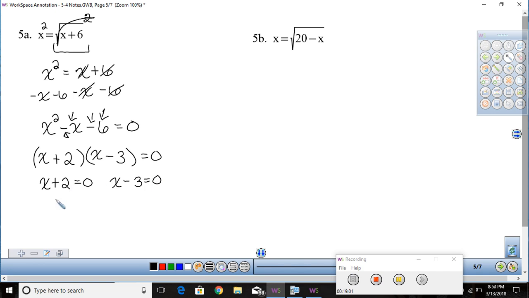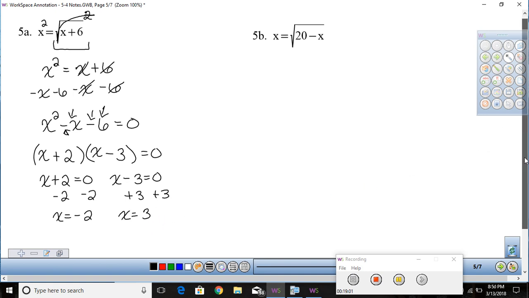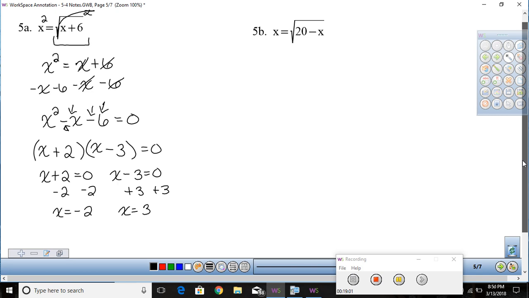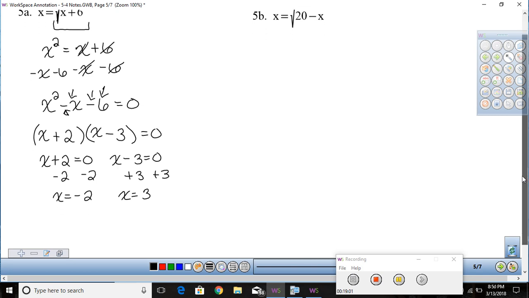So then you subtract the 2. So you've got x equals negative 2. And then you've got plus 3, so x equals positive 3. So you have two answer choices here, and if you've figured anything out from what we've done in the past, it's that a lot of times when you get two answers, one of them usually doesn't work. So we're going to try both of them.